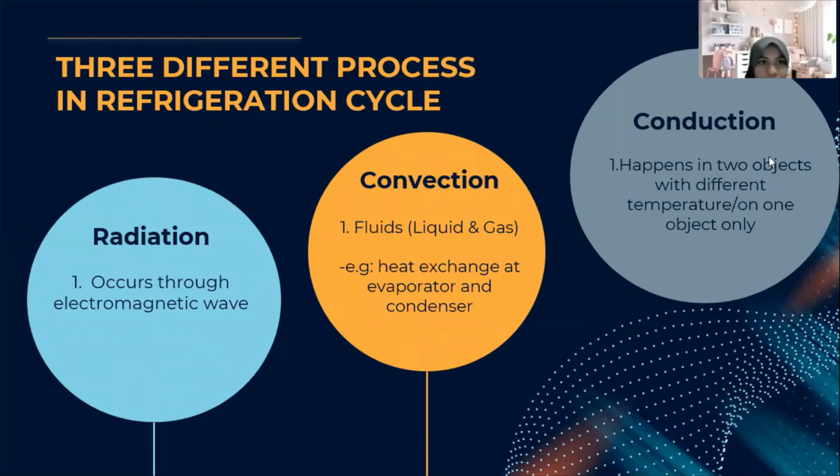Here we have three different processes in the refrigerant cycle, which are radiation, convection, and conduction. Radiation usually occurs through electromagnetic waves, and convection involves fluids, which are liquids and gases. Some examples are heat exchange at the evaporator and condenser. And last is conduction. Usually it happens in objects with different temperatures, or only one object involved.